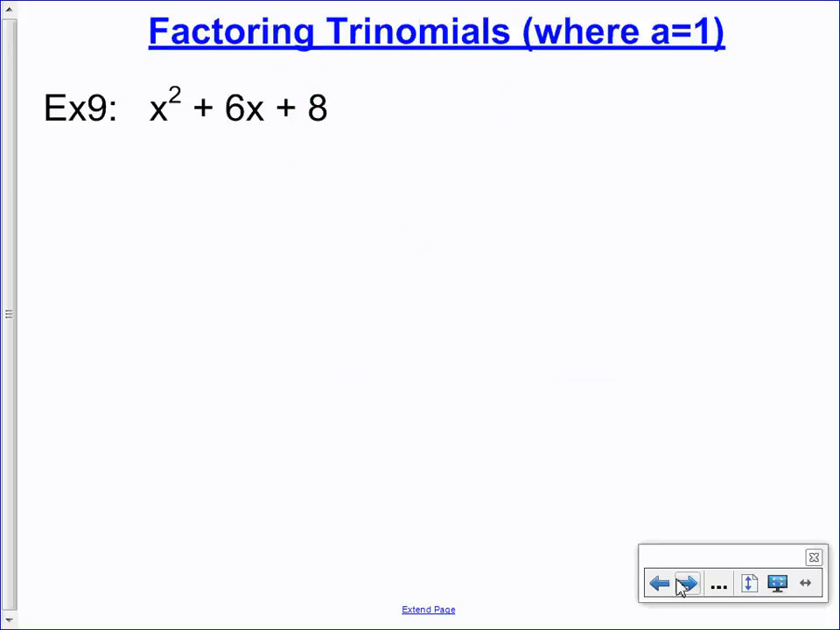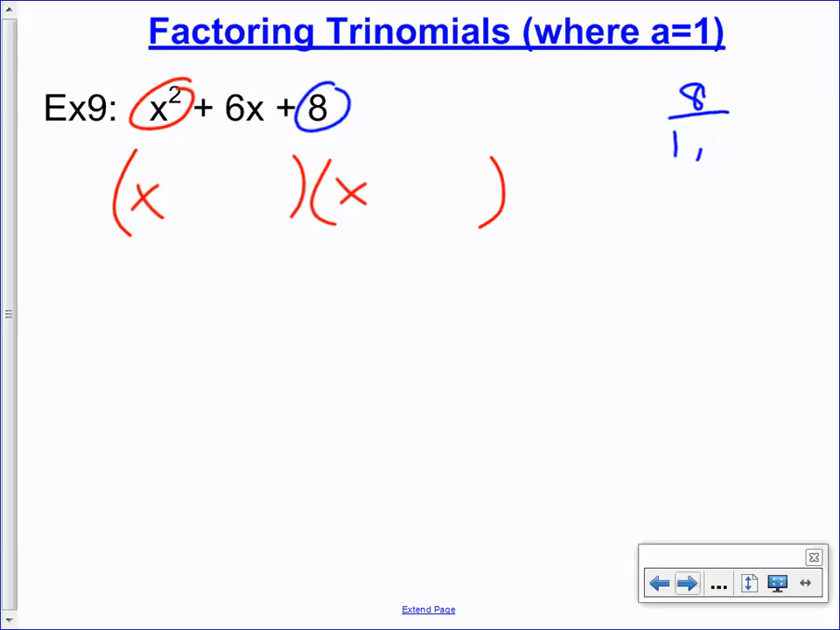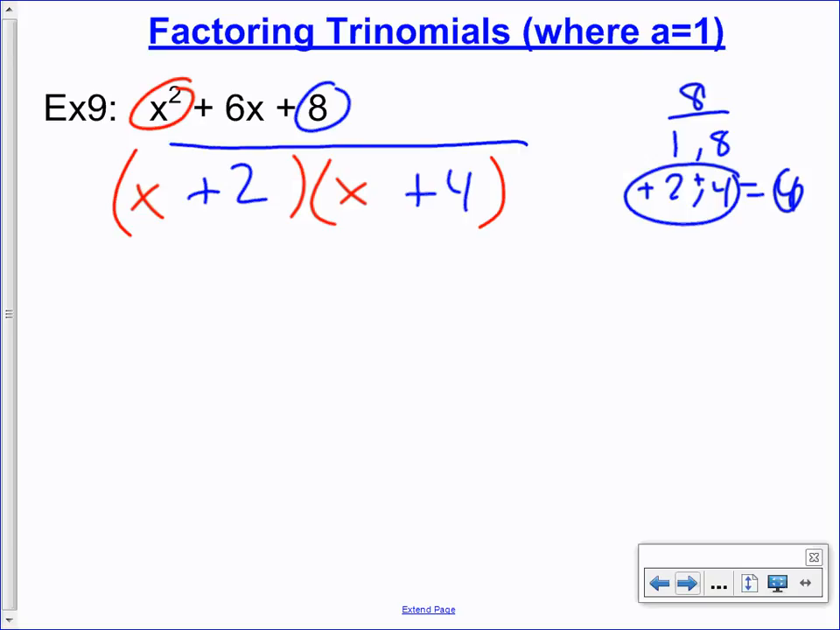Let's take this one. First step, factor the x squared. To factor x squared, it's x and x. Second step, factor the 8. So 8 has factors of 1 and 8, 2 and 4, and nothing else. 2 and 4. So a positive 2 and a positive 4 will get you the 6. There it is. So this would be x plus 2, x plus 4.